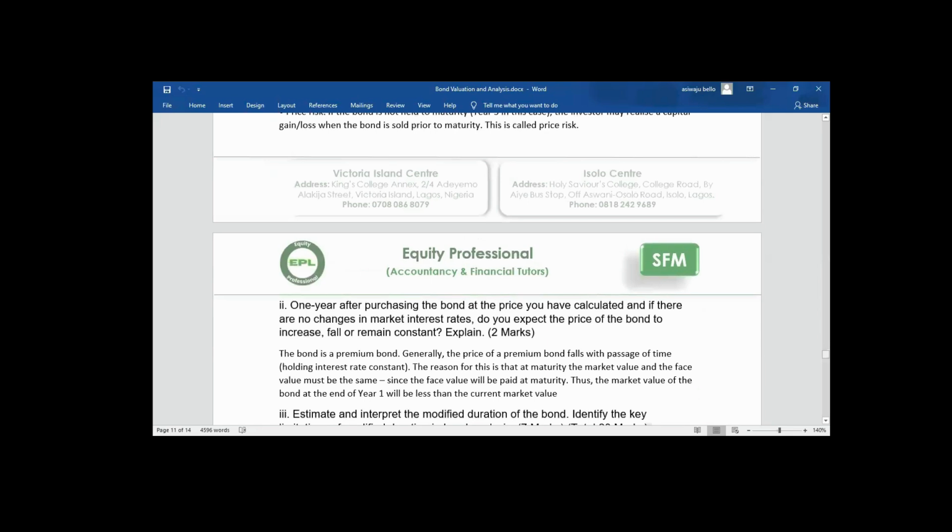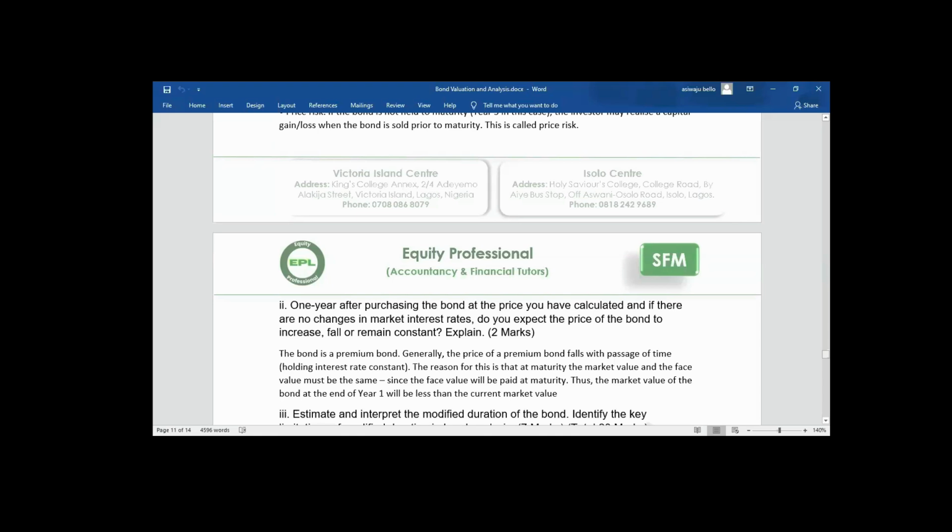Part B, figure 2 says: one year after purchasing the bond at the price you have calculated, and if there are no changes in market interest rate, will you expect the price of the bond to increase, fall, or remain constant?